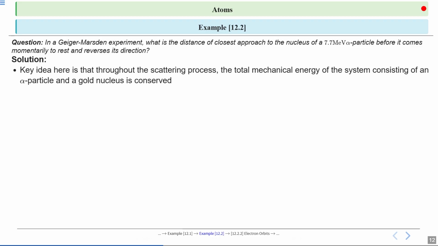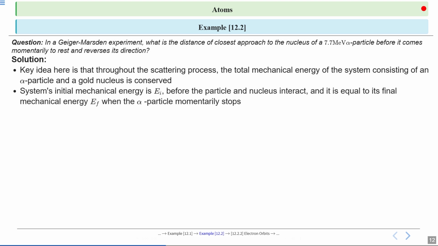So first, let's focus on the key idea. Throughout the scattering process, the total mechanical energy of the system is conserved. That means the sum of kinetic energy and potential energy stays the same as the alpha particle approaches the nucleus. This is a fundamental principle in physics: energy can't be created or destroyed, only transformed.